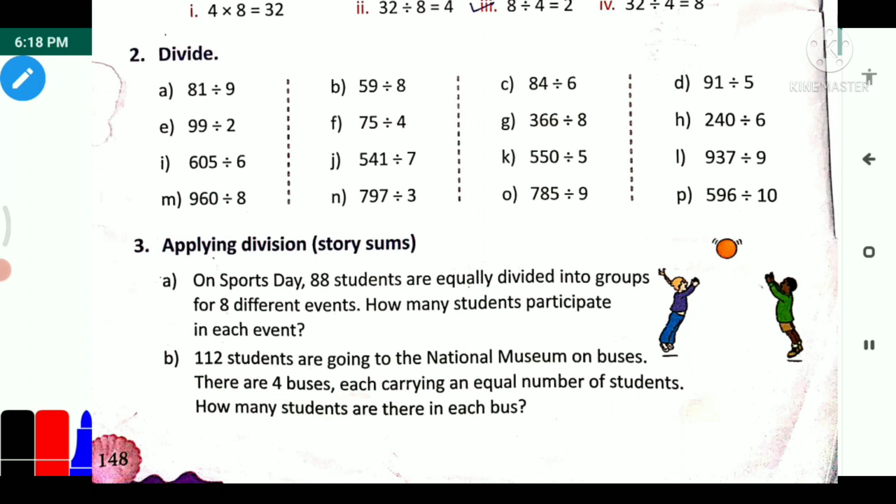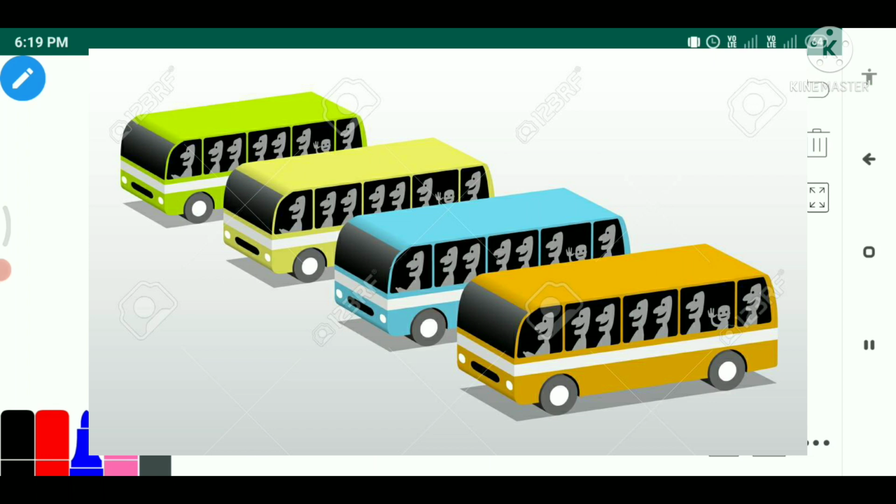See B part. 112 students are going to the National Museum on buses. There are 4 buses, each carrying an equal number of students. How many students are there in each bus? So total students are there, and now we have to divide these students in these 4 buses. We have to divide 112 students into these 4 buses. So in each bus, how many students will be there?